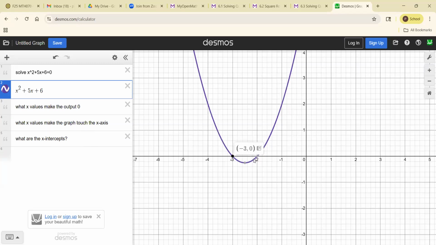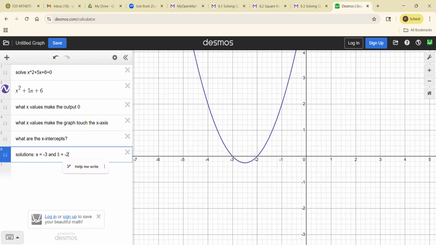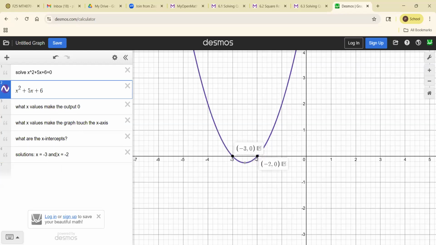Now in Desmos, we can see right there, aha, those x values are -3 and -2. So the solutions are x equals -3 and x equals -2. The x-intercepts are -3 and -2. Those are the x values that make the graph touch the x-axis, which are the x values that make the output 0, which are the x values that make this initial equation true.